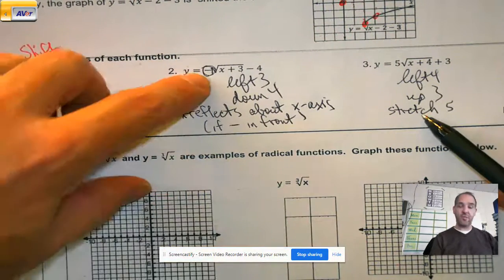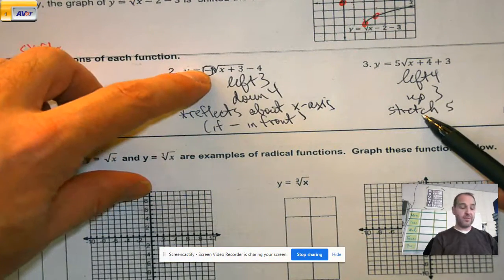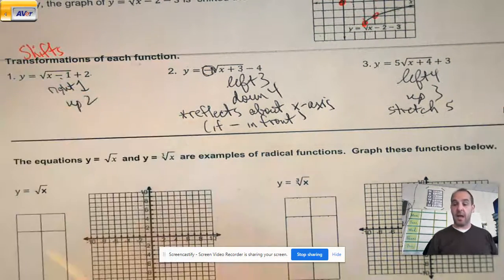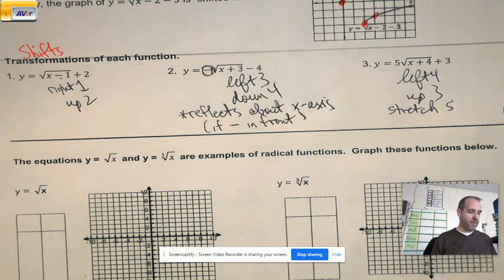Can you have a stretch and a reflect? Sure. If this was negative 5, would it be stretch 5, reflect about the axis? Yes. That's why you keep these notes and things close when you're doing things. So you've got those references to work with here. We're teaching you how to be a good user of study tools that you've got. Okay, enough with the shifting for now.